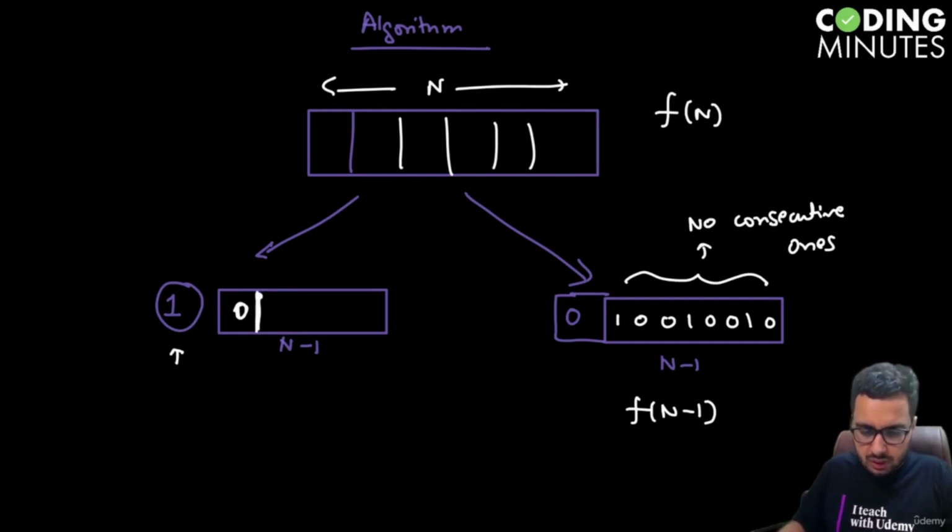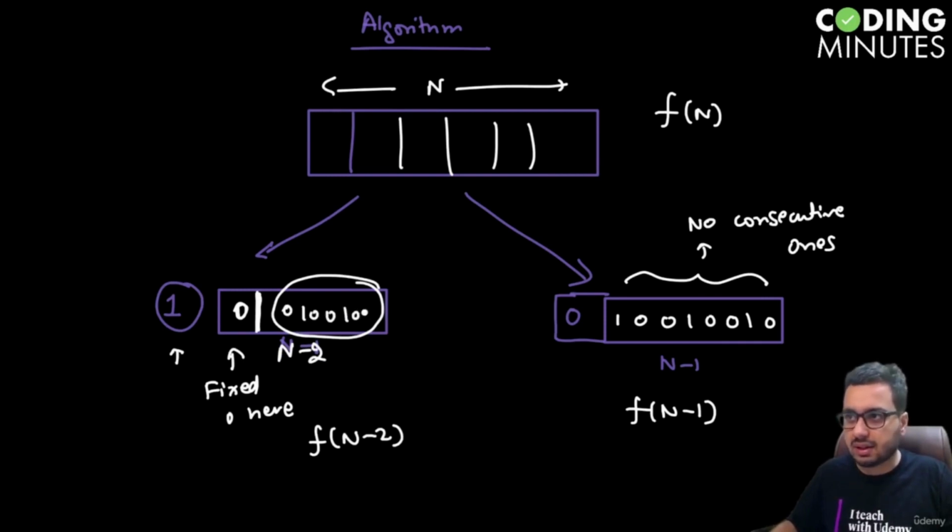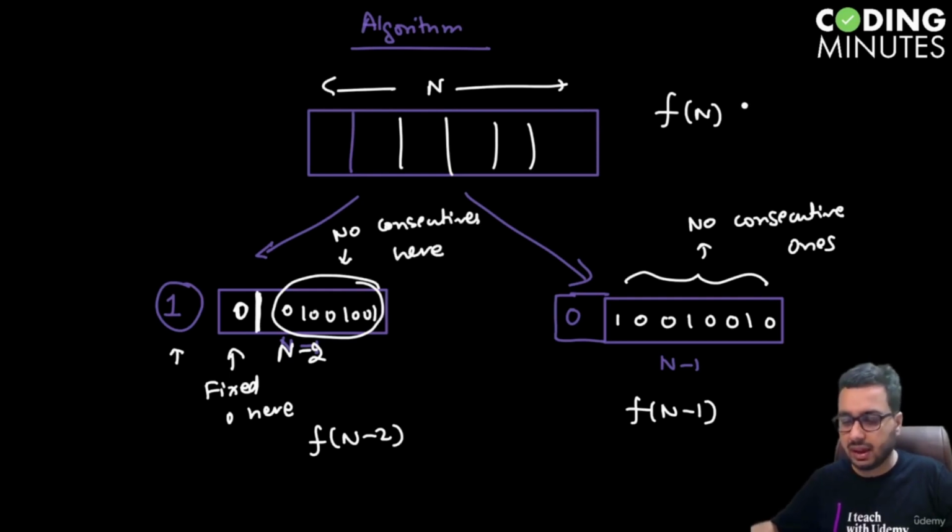Then what you can do, now this is a very similar problem. Now you have a fixed 0 here, you have a fixed 0 here. Okay, and what you can say, we can solve this problem which is of the size n minus 2 in f of n minus 2 ways. Okay, so now it doesn't matter whether we put a 0 here or a 1 here, but this recursive property will make sure that we don't have consecutive ones in this array of n minus 2. So we have no consecutive ones here. So what we can say, f of n is nothing but the sum of these two cases, f of n minus 1 plus f of n minus 2.